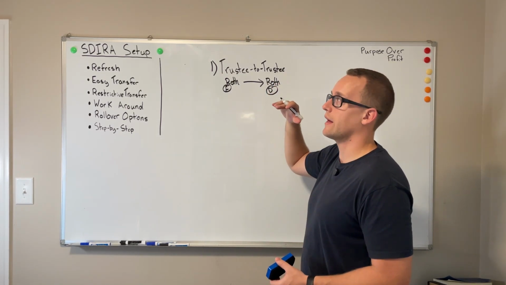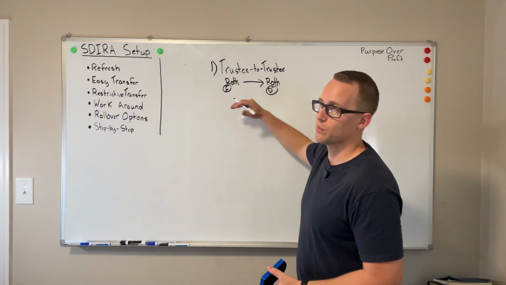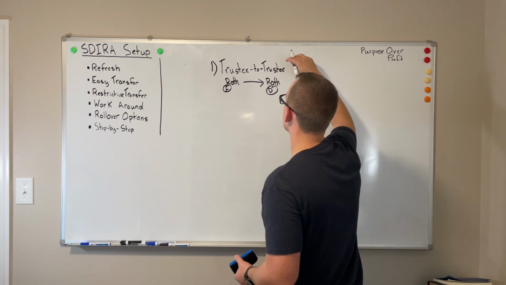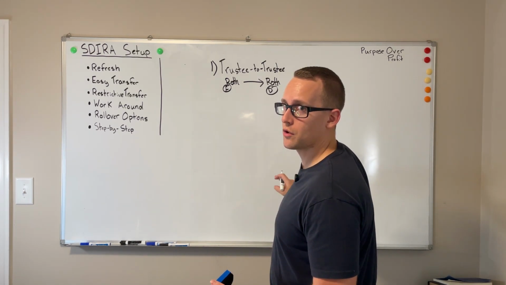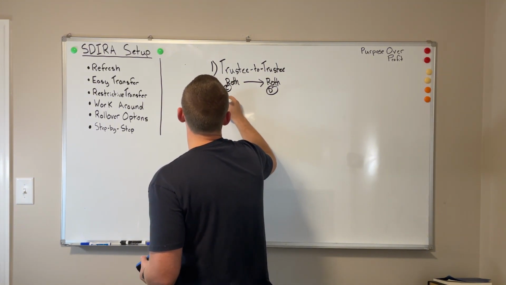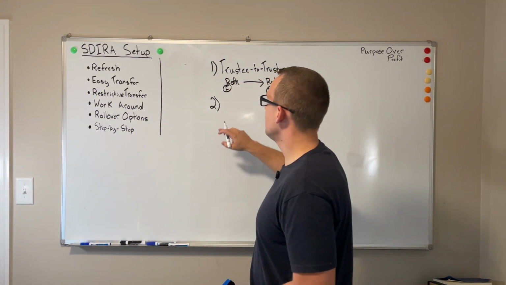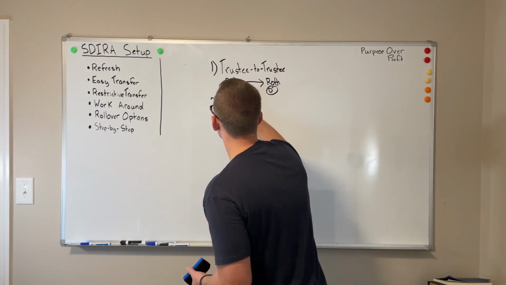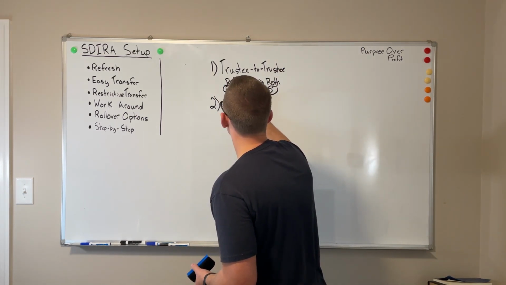Again, these are accounts that are outside of the employer. This does not cause a taxable event, so no taxable event. All of these options that I'm going to be showing you do not cause a taxable event because they're going to be going to the same type of account. Now, the second one is going to be very similar, but it's called a direct rollover.